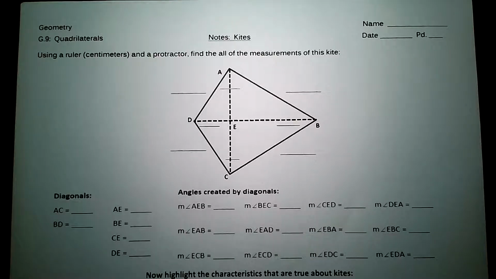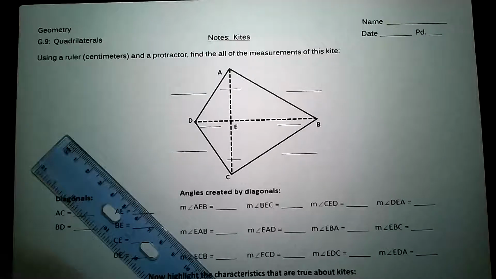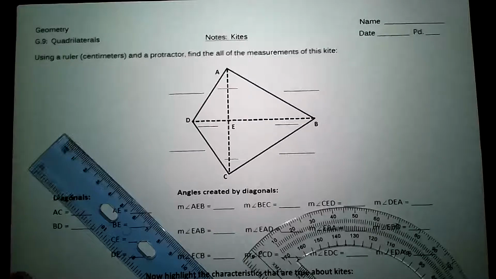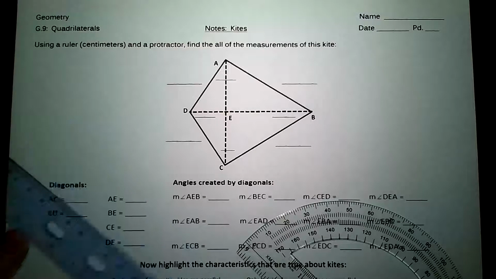Okay, guys, you have made it to your final quadrilateral in the series. In this video, we're going to talk about kites, okay? And kites are way, way different than a lot of the shapes that we have studied, so let's get started. All right, I've got my tools still handy. Hopefully you've got some tools too that you can follow along. So let's take a look at this kite.